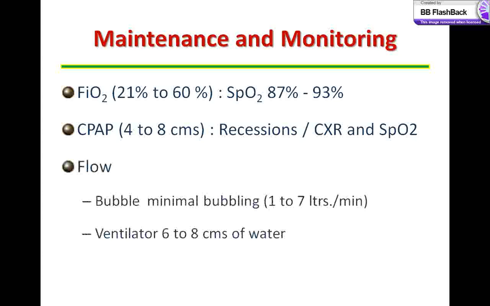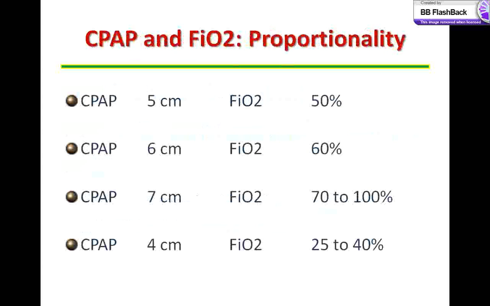Flow is regulated to maintain continuous bubbling in the bubble chamber in a bubble CPAP, and flow is fixed in a ventilator. While increasing or decreasing the pressure and FiO2, maintain a principle of proportionality. Understand that a pressure of 5 requirement would require a FiO2, or fractional oxygen concentration, of 50%.